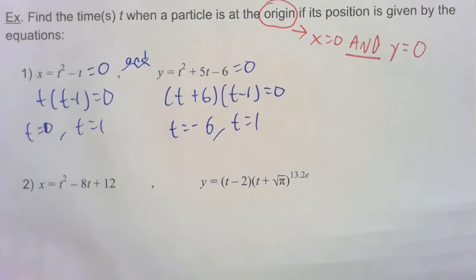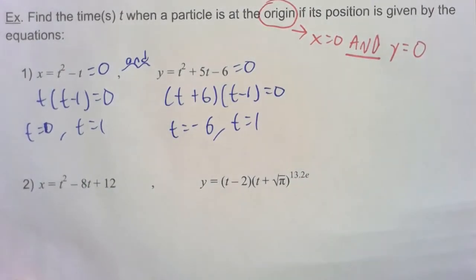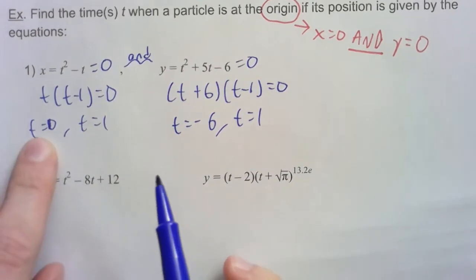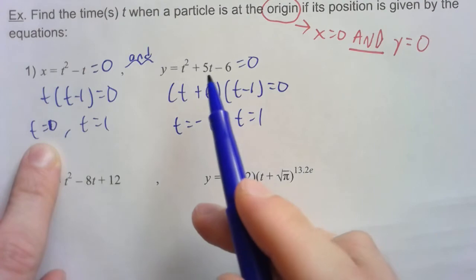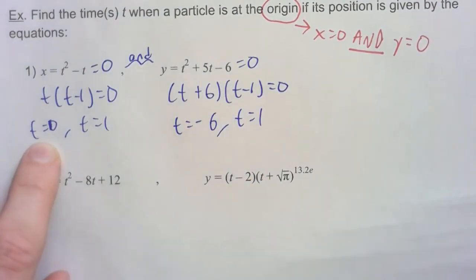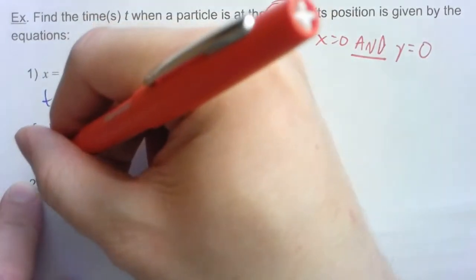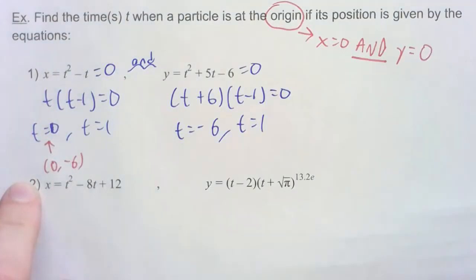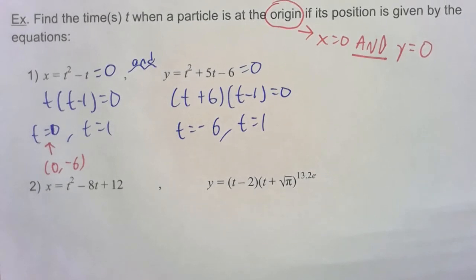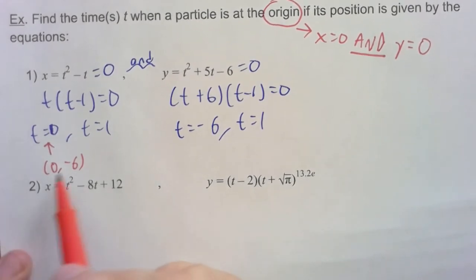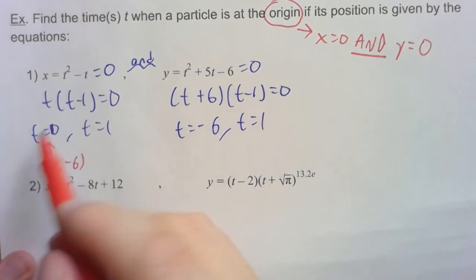No. Again, the key is it has to be x is 0 and y is 0. When t is 0, x is 0. But take a look, if I plug in t equals 0, I would get y equals negative 6. This right here would give me the point 0 comma negative 6. Last time I checked, that's not the origin. The origin has to be 0 comma 0. That's a point on the y-axis, but it is not the origin. All right, so this one doesn't work.